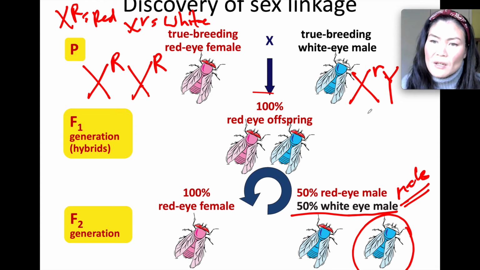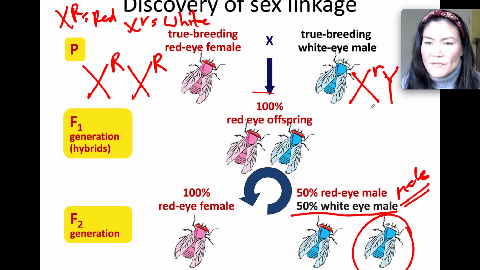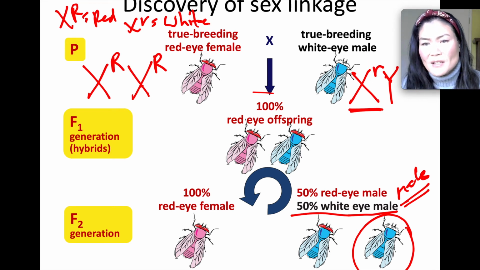So with Morgan, he discovered that whenever he found a white-eyed fly, it tended to be a male. And the reason why is because males only have that 1 X chromosome. Whatever gene is found on that X chromosome is going to be expressed. And in this case, it happens to be white. Since white is recessive, it's going to show up as having white eyes. Whereas a female, like this female right here, is a hybrid. It's a heterozygous red-eyed female. Why does it have red eyes even though it inherited white? Because red is dominant to white.